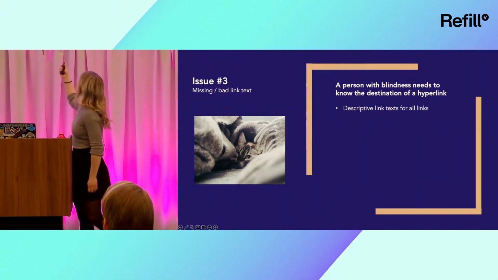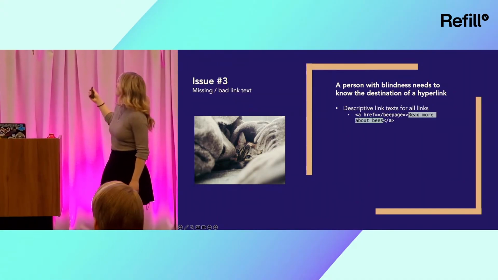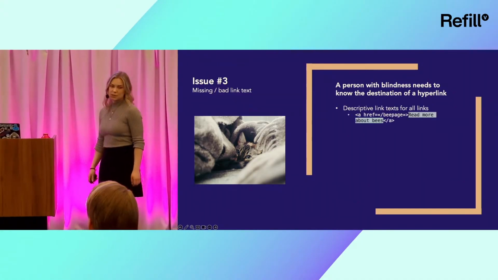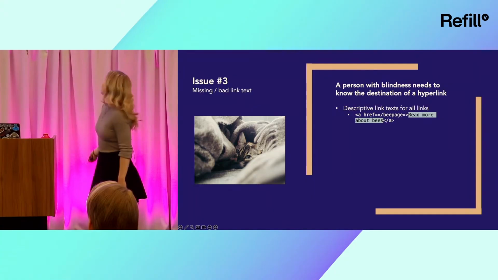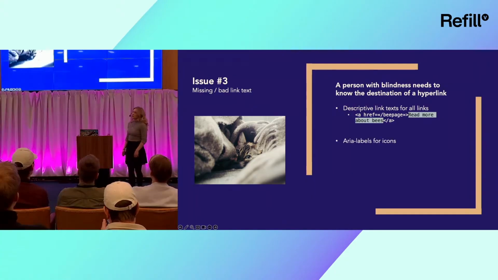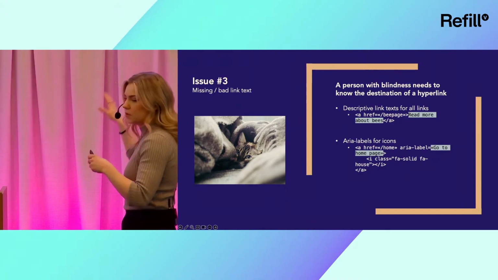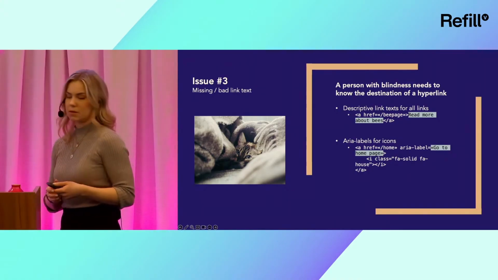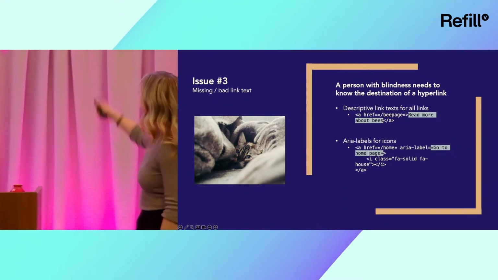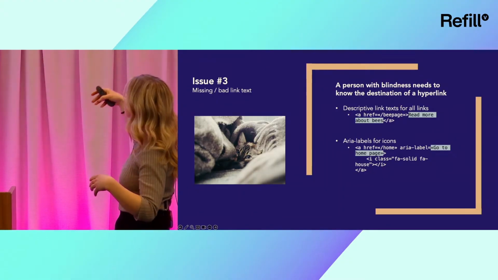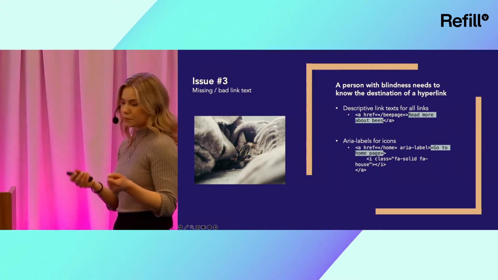So use descriptive link text for all links. For example, "read more about bees" for an article about bees. And use ARIA labels for icons. For example, "go to homepage" wrapped around a house icon. But this is how you meet the WCAG standard. It's sufficient to just have an ARIA label around an icon.